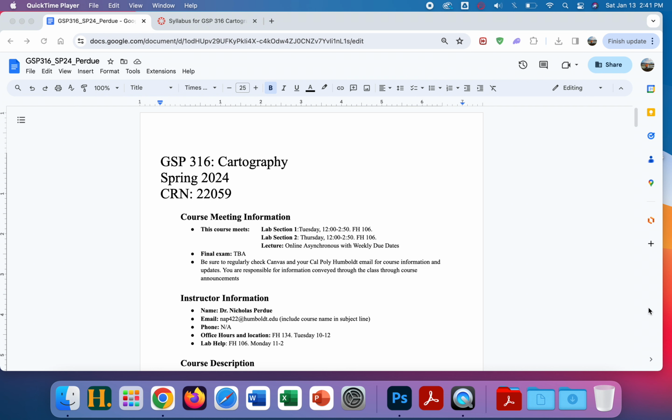So with all that being said, I'm excited to go through the labs with you this semester to help you sharpen your skills, to sharpen your cartographic techniques. And at the end, I think you'll see there's quite a transformation between where you start and where you finish in terms of your map design processes.